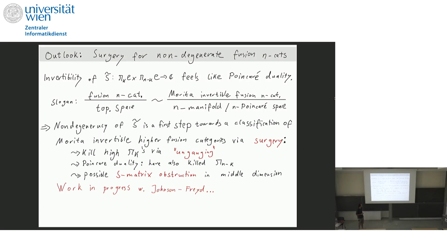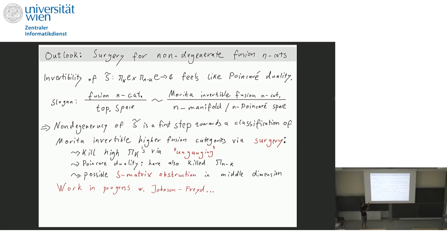And indeed, using this analogy, what we're currently aiming for, that's certainly music for the future, and I can't say very much about this, is to use this non-degeneracy of the S-matrix as a step towards a classification of these invertible higher fusion categories using something which is analogous to surgery theory. So what we're trying is there is a way to try to kill high-level pi k's. That's this completely different story. It goes under the name of ungauging.